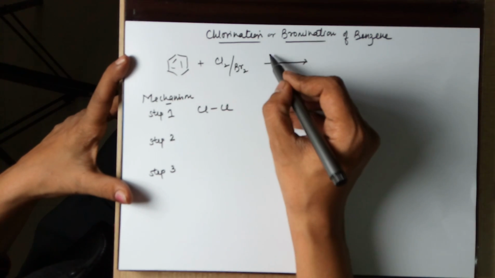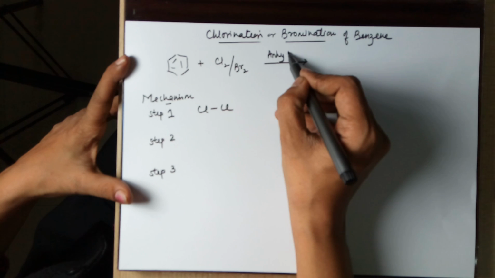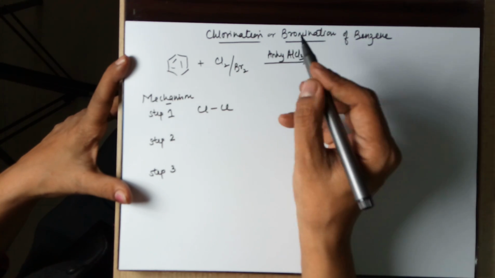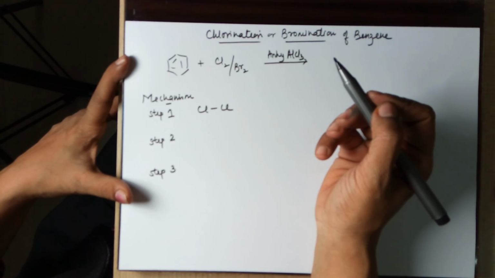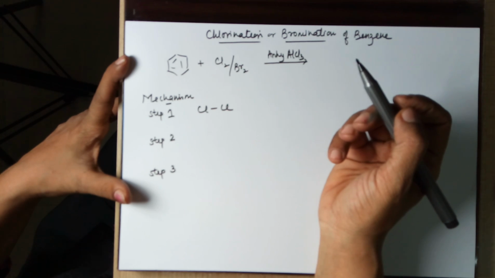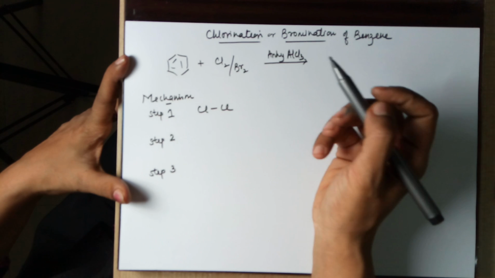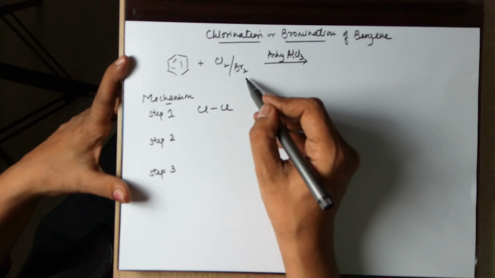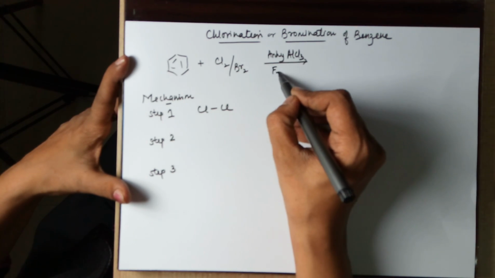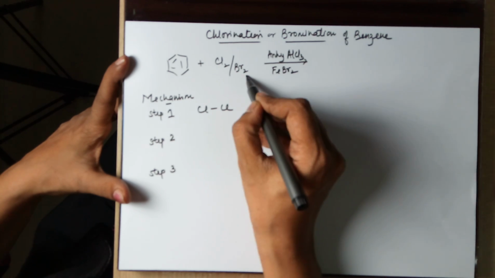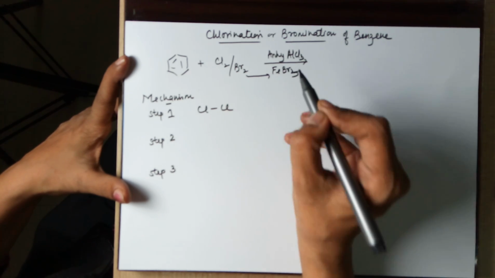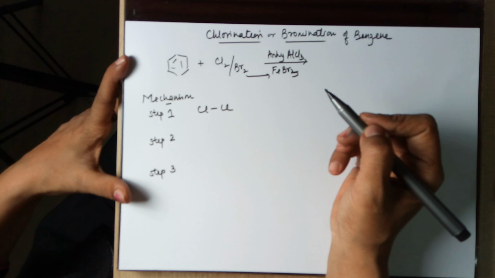During chlorination, you require anhydrous AlCl3 or FeCl3 or FeBr3. Any one of these would do, as the three of them are Lewis acids. The same is true for bromination also. You may use FeBr3 or you may use FeCl3 or anhydrous AlCl3.